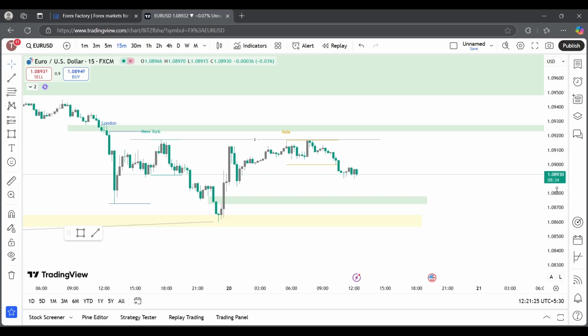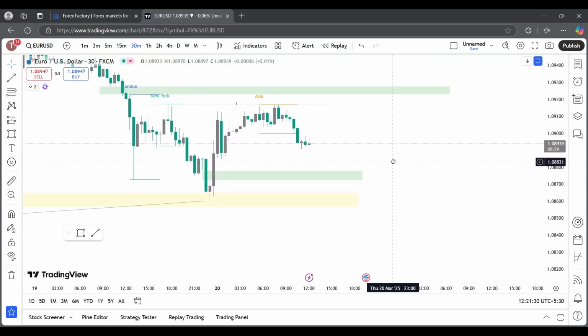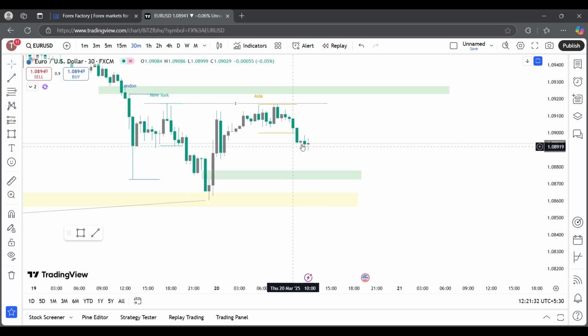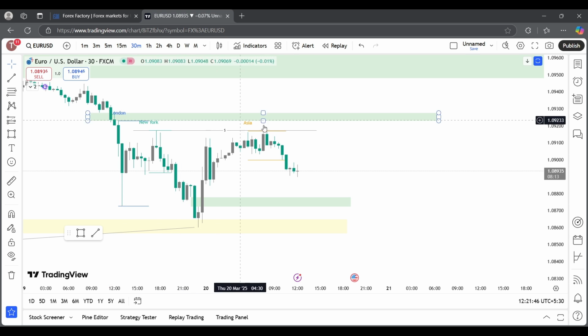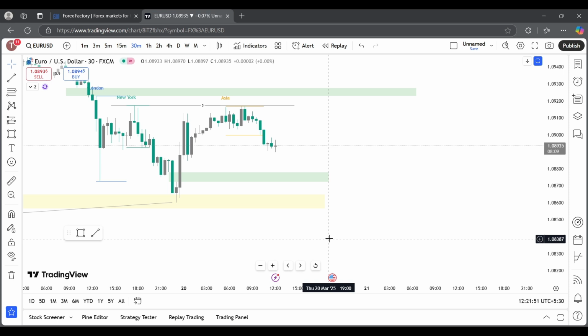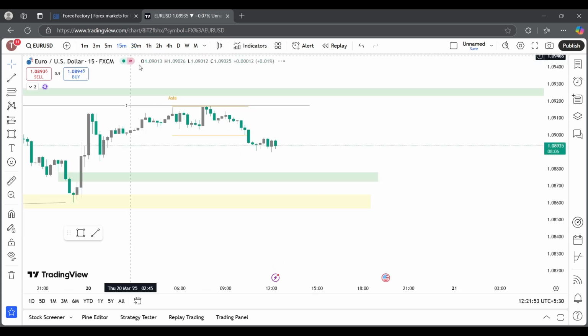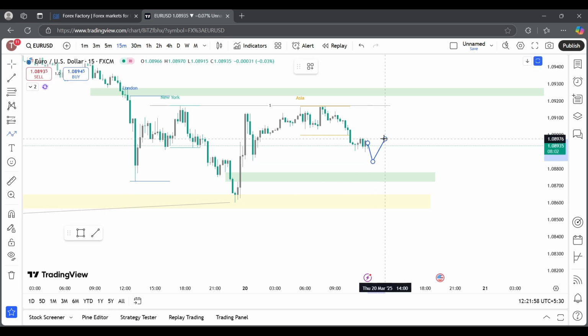As we move into the 15 minutes, let's move to the 30 minute first. In the 30 minutes, what we see is that we are having this BPR, and most likely the price is going to come down, mitigate it, and then go above, mitigate these London, Asia, London, New York, and Asia equal highs, and then tap here, and then continue the journey towards the downward side.